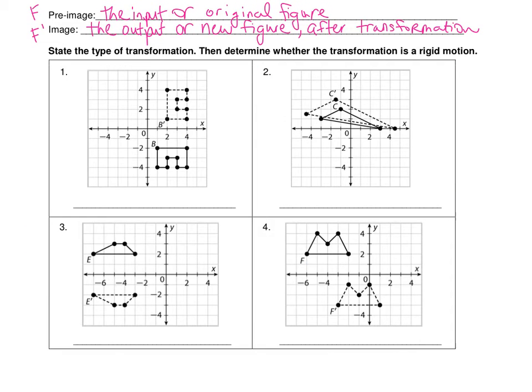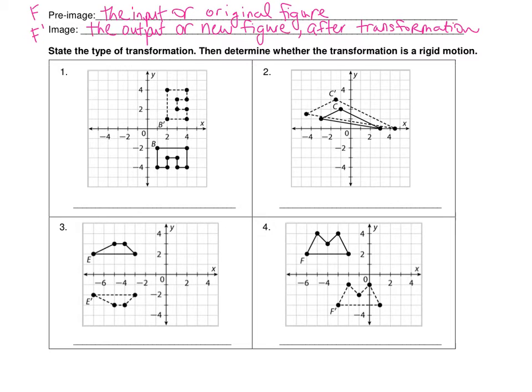On these 4 questions, we need to state the type of transformation, so whether it is a translation, reflection, rotation, or dilation. And then we need to determine if the transformation is a rigid motion. So remember, once we know the type of transformation, that'll tell us if it's a rigid motion. Rigid, remember, means that it does not change shape or size.